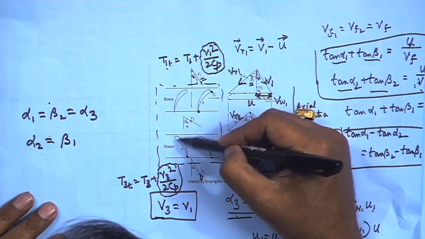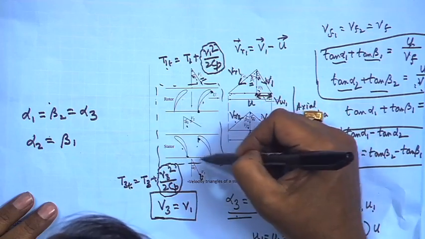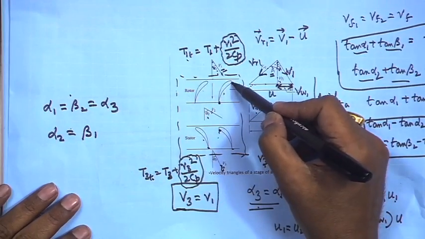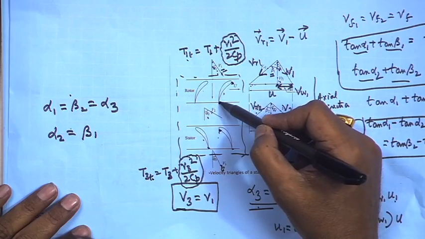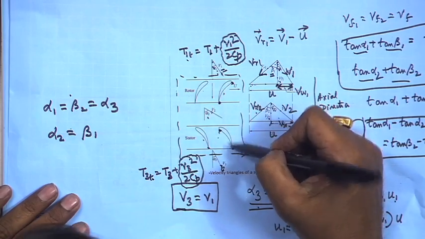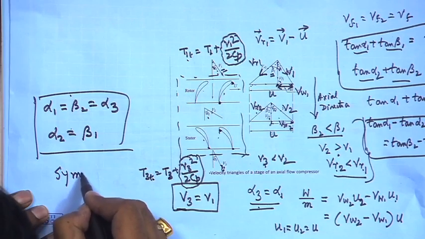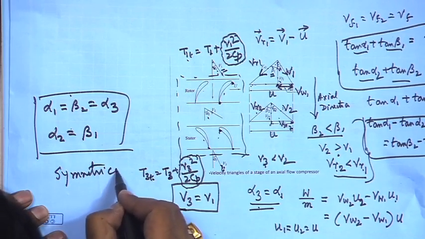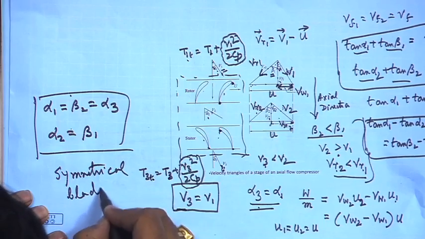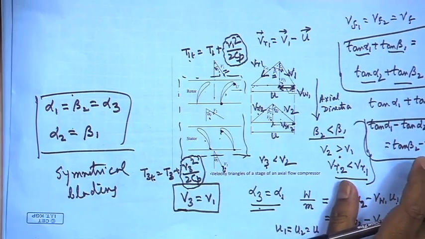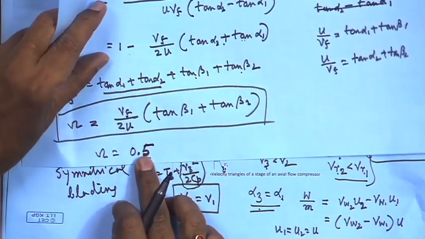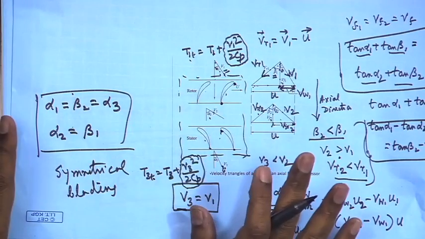So, they are cambered in the opposite direction, but their inlet and outlet angles are the same. The inlet angle of one blade is equal to that of the other, and the outlet angle of the rotor blade is equal to that of the stator blade. This type of blade design is known as symmetrical blading, and it is easy for construction. So, therefore, we see for a 50% degree of reaction, 0.5, we get symmetrical blading. That means the inlet angles of the rotor and stator blades are the same. Similarly, the outlet angles of the stator and rotor blades are the same.